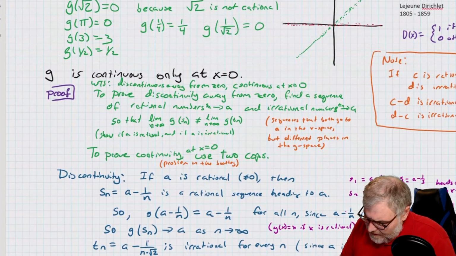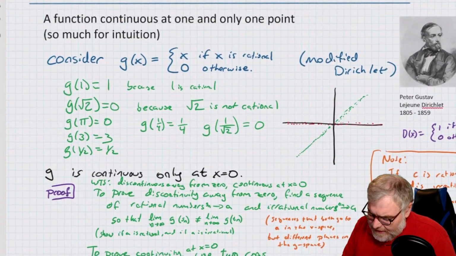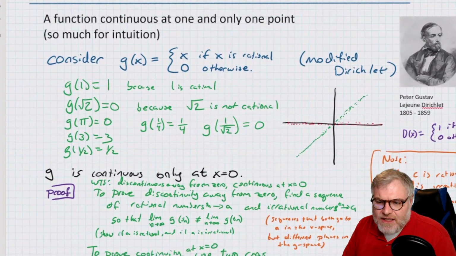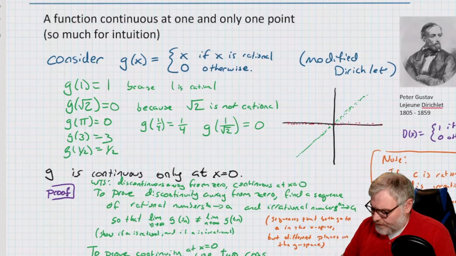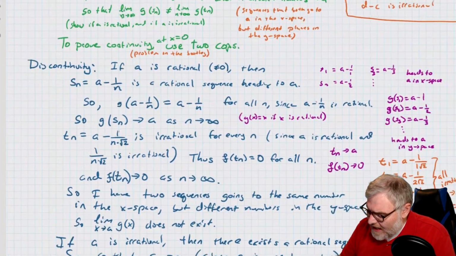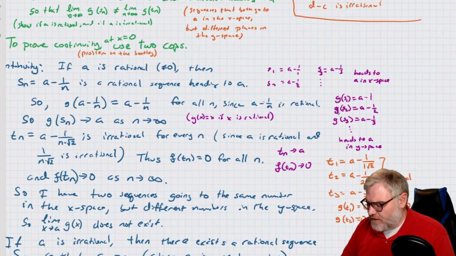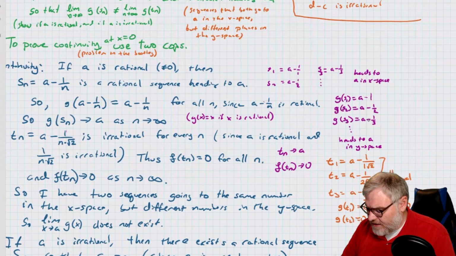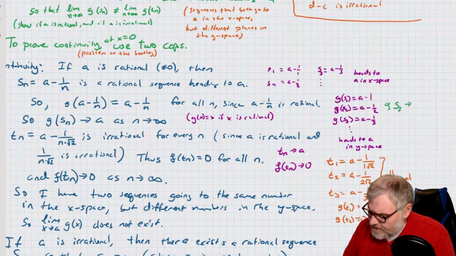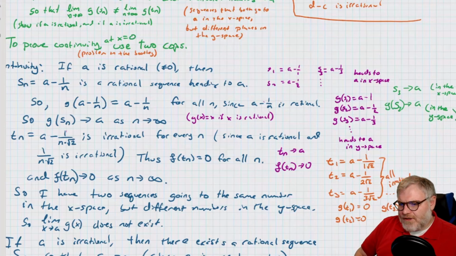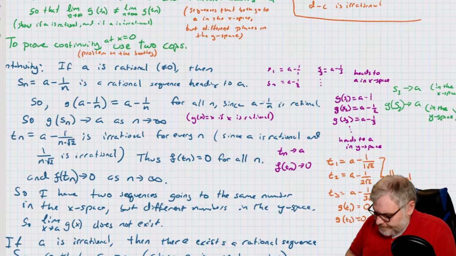That means that for this sequence, I'm going to use the top definition: g of x equals x if x is rational. So g of S1 is just S1, g of S2 is just S2, g of S3 is just S3, and so on. So S3 goes to a, and g of S3 also goes to a. Okay? So I'm heading to a.